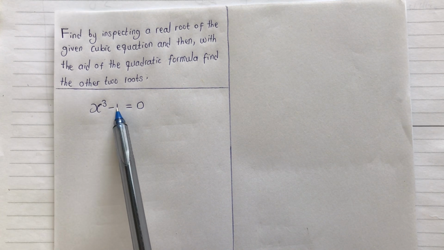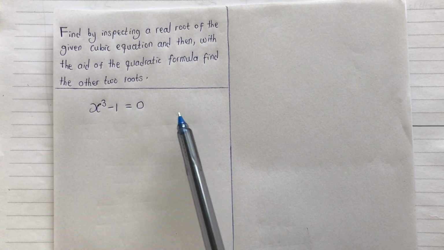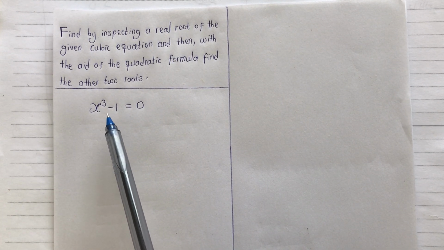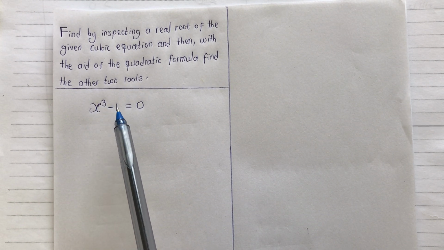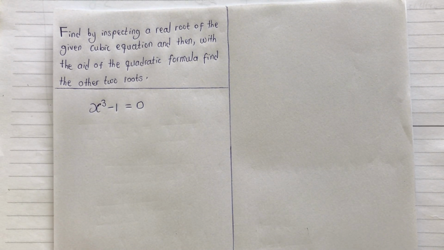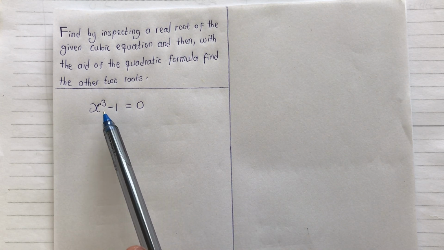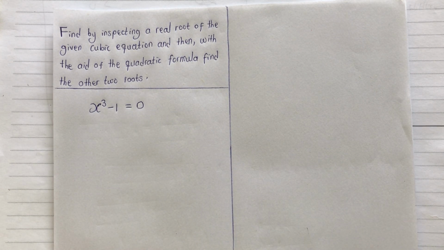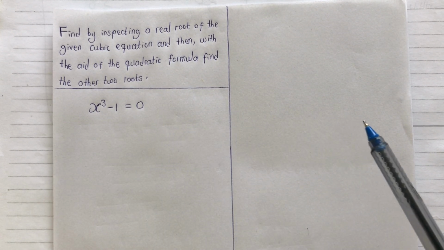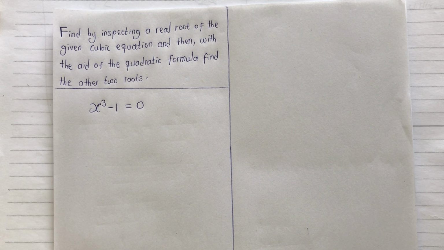So we need a common factor here. Actually, 1 will work, because when we substitute 1 here, 1 to power 3 minus 1 will give us 0. So a common factor means that we find a value of x that when we substitute here, the whole equation will give us what? 0. And we do that by inspection. So you just inspect. But when you look at it, it's very simple. There's no need for you to think too much.